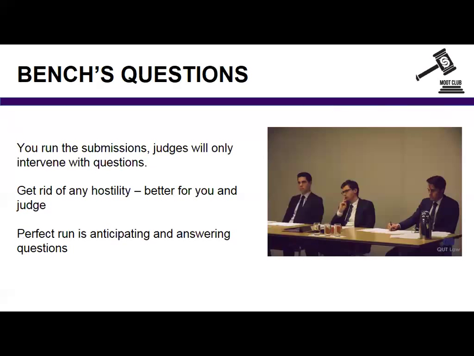So practice that, because you'll get a period of time when they'll say 2 minutes to go. Don't use that as an opportunity to keep continuing on the exact same submissions that you're on. Think about what you need and what's most important and what you need to tell the court, and go straight to that.